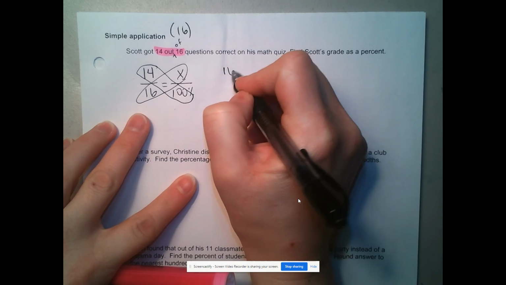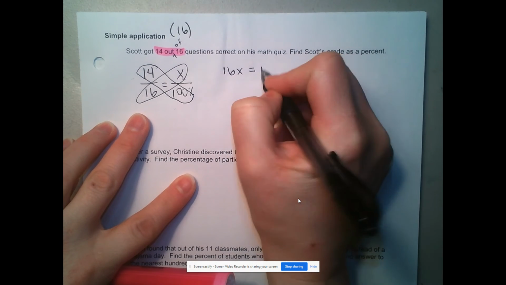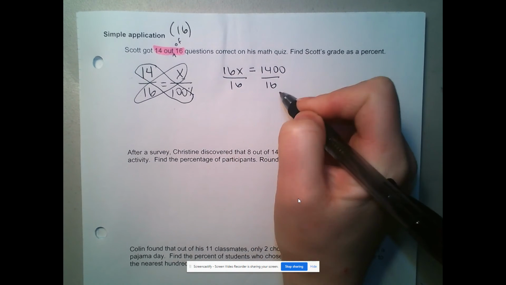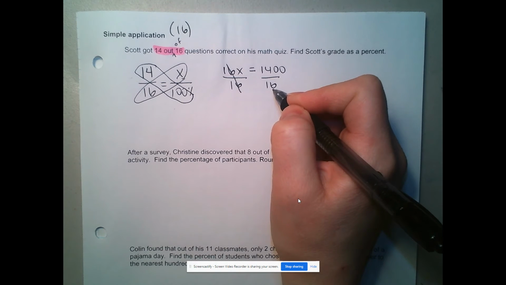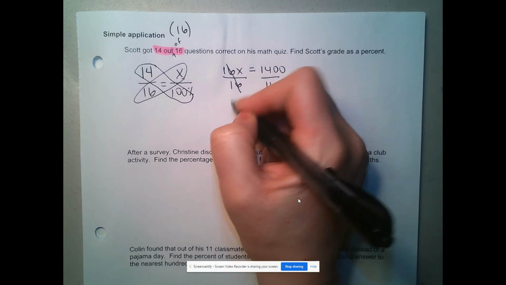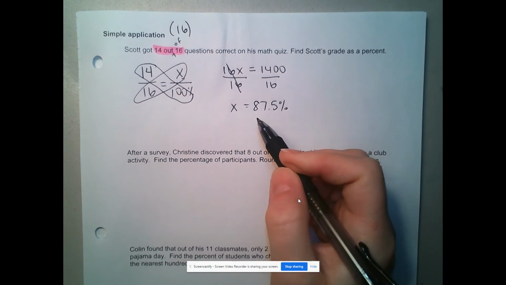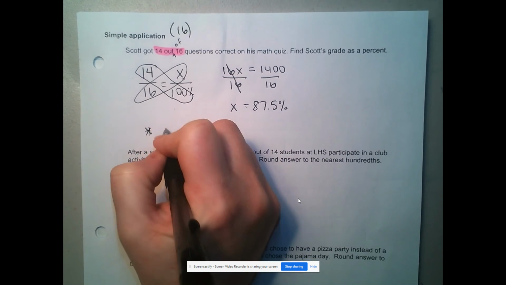I'm going to write the 16X first, and that way it's on the left, equals 14 times 100 is 1400, and divide both sides by 16. Minimum amount of work that you could do, set up the equation, one step where you divide both sides by 16, and then you would get X equals 87.5%. Now, this is a word problem. So the very last thing that you need to do is have words in your answer.